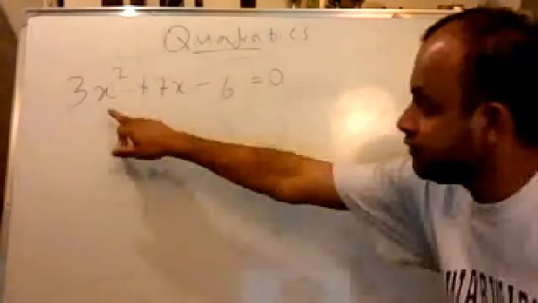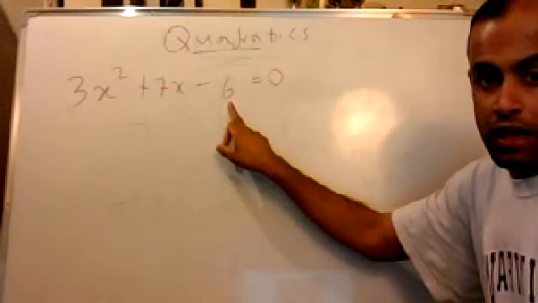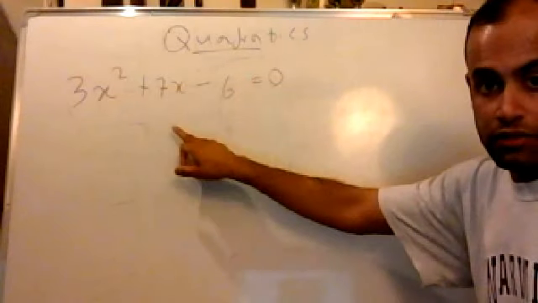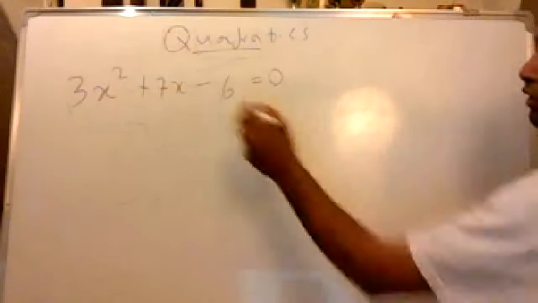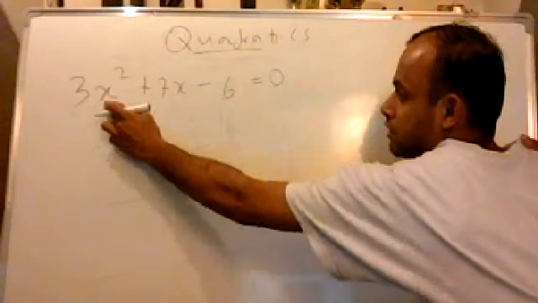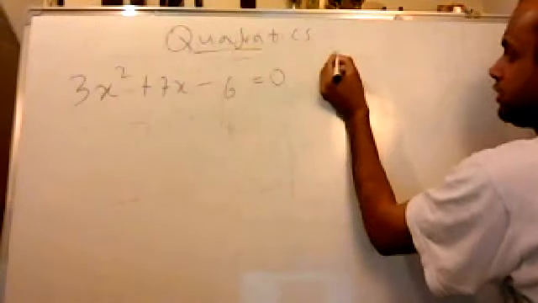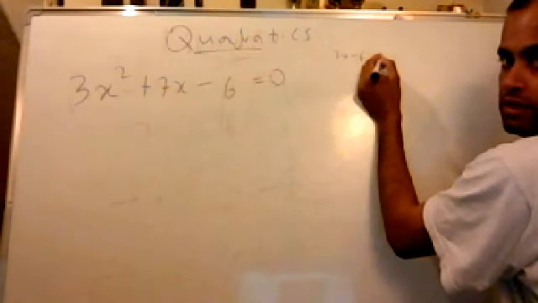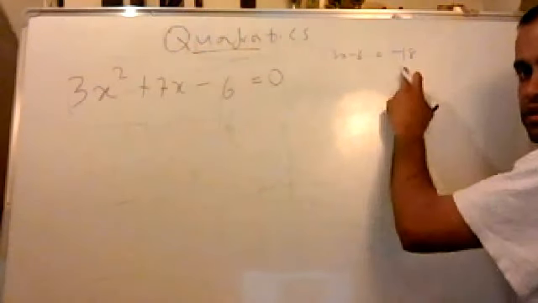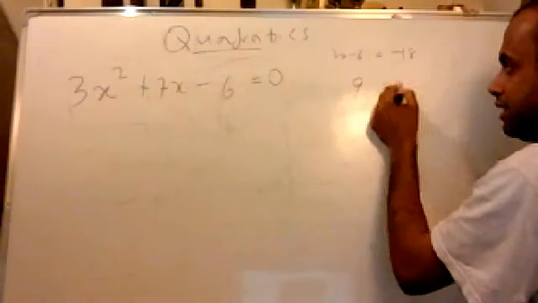You can clearly see 3 times minus 6 is minus 18, and 9 times minus 2 is also minus 18, and that also gives you plus 7 when you add 9 and minus 2. Let me go through that again. You multiply the number in front of the x squared term by the number term, so 3 times minus 6, which is minus 18. Now we need factors of minus 18 which add up to 7. So clearly it's going to be 9 and minus 2.